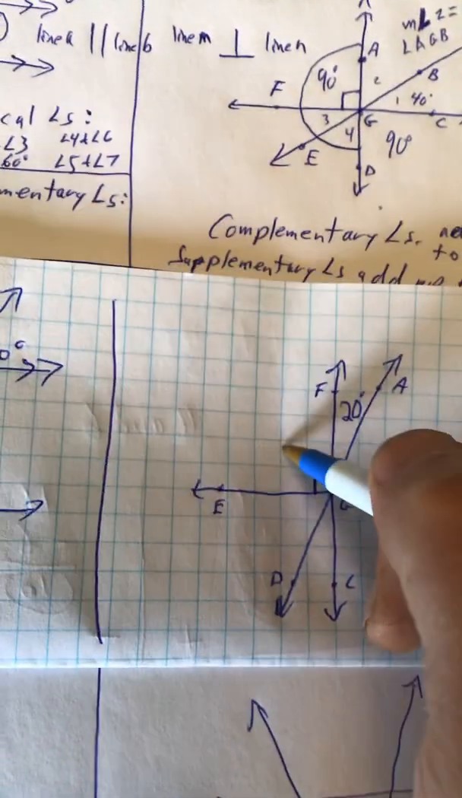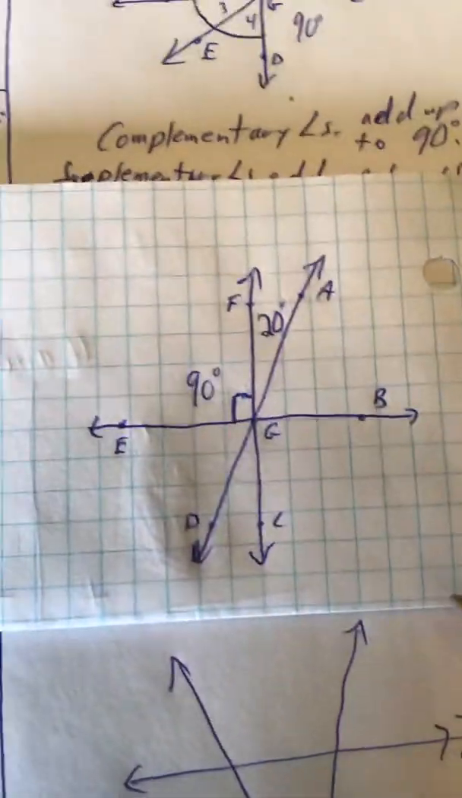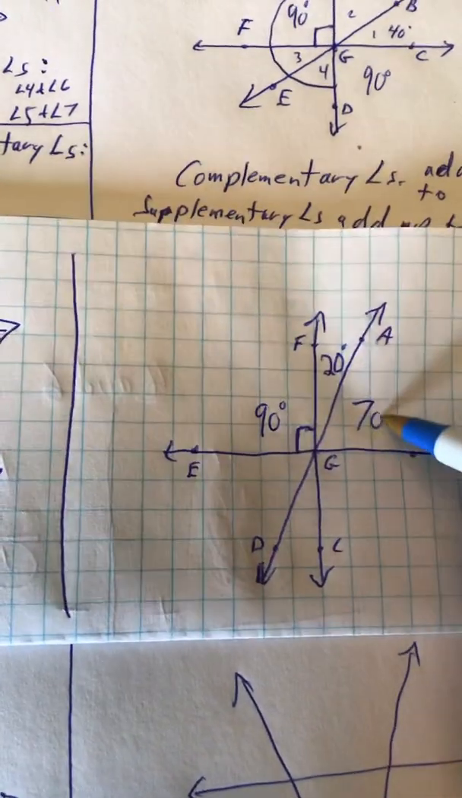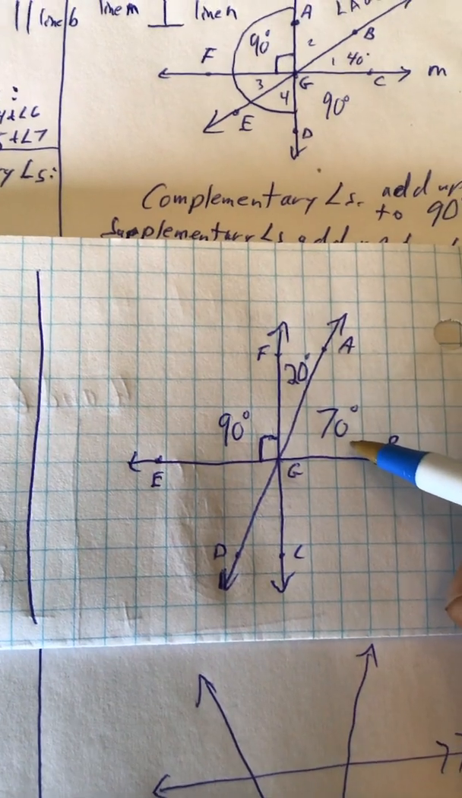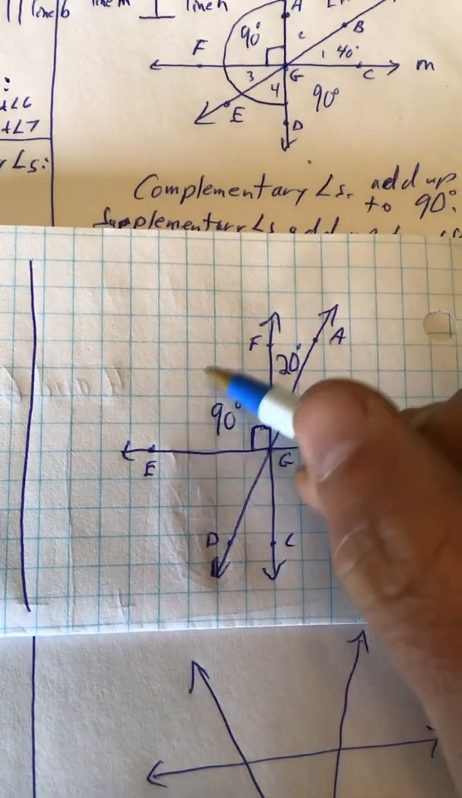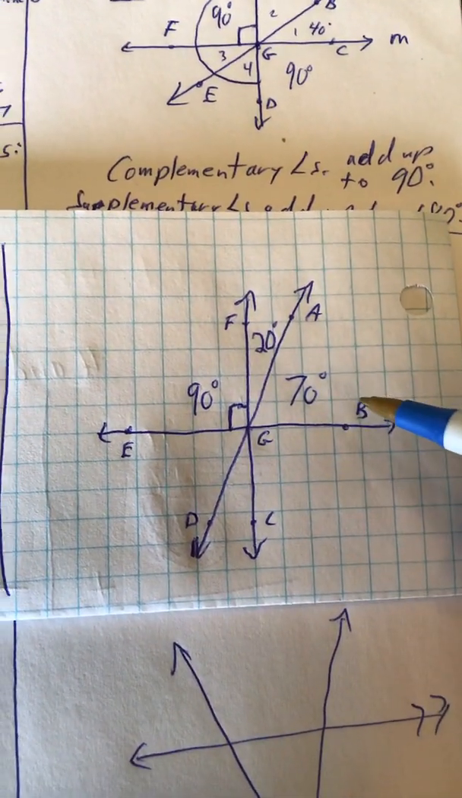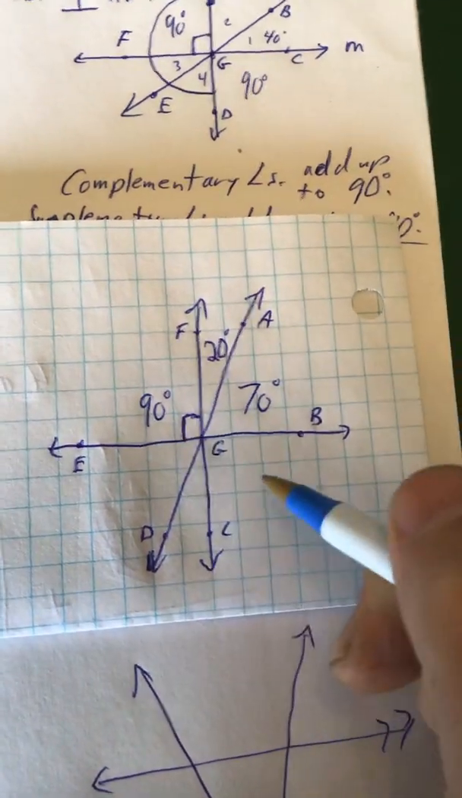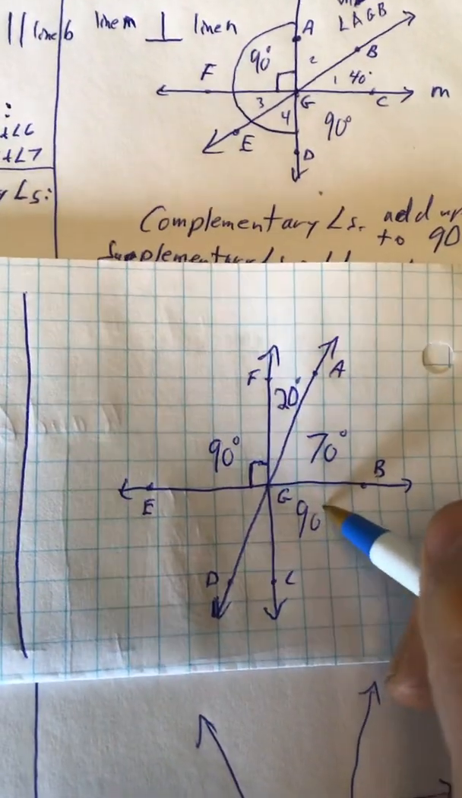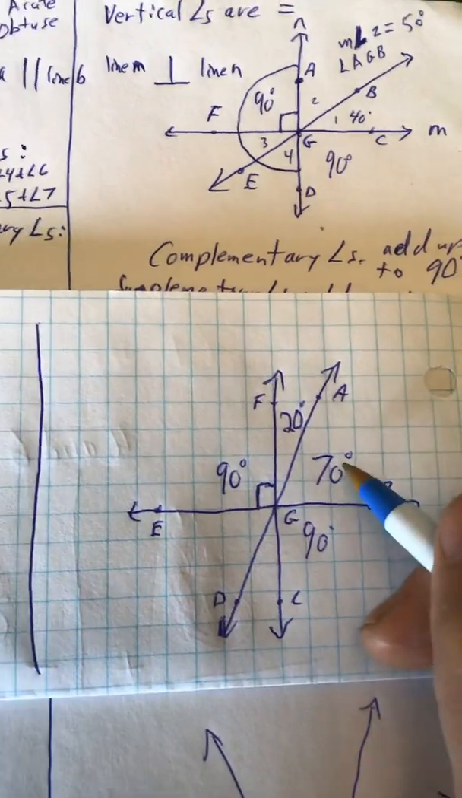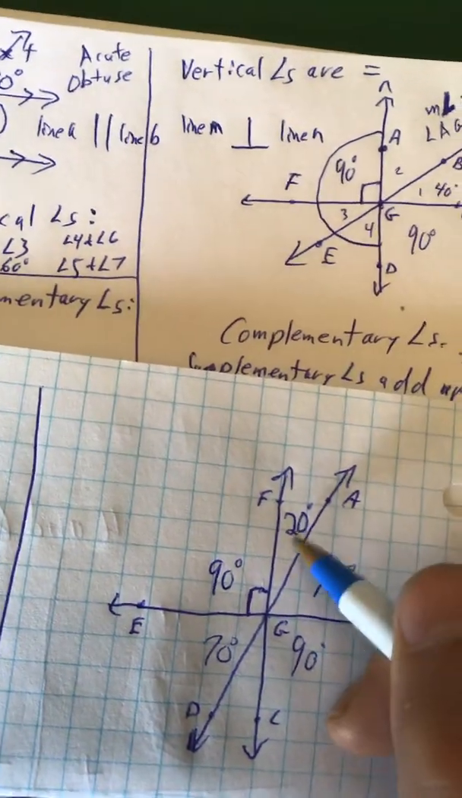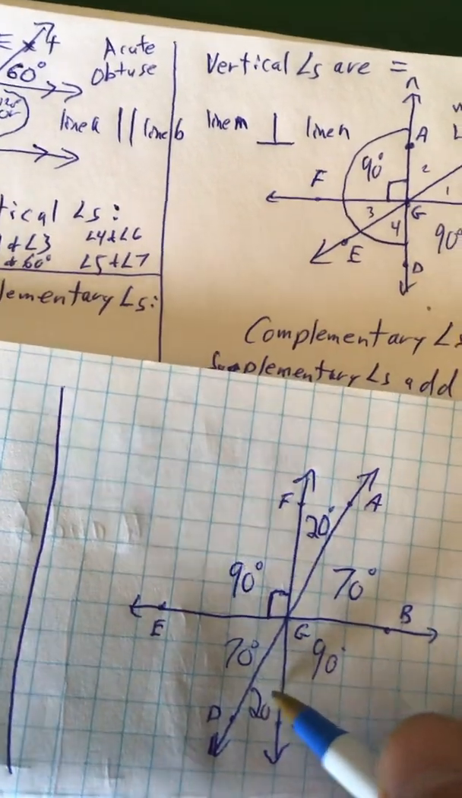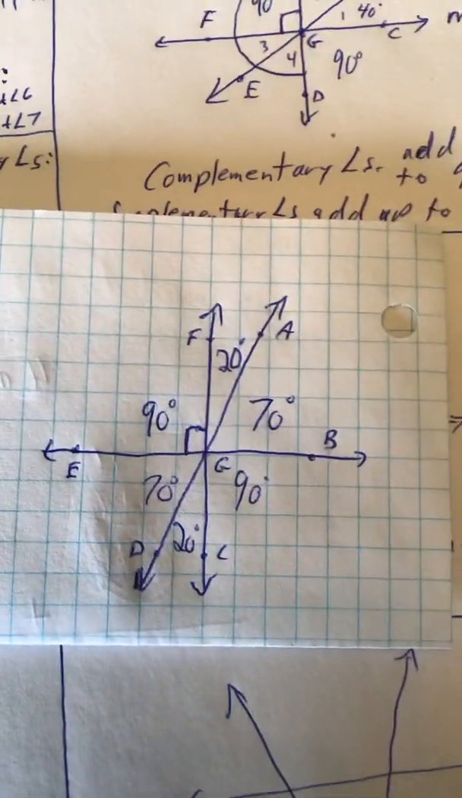Yes, this one's 90 degrees. This one's going to be 70 degrees because these two are going to be complementary, because all three of these are going to be supplementary. Now if this is 90, this is 90 because these are vertical angles. If this is 70, that's 70 because these are vertical angles. If this is 20, this is 20 because these are vertical angles.